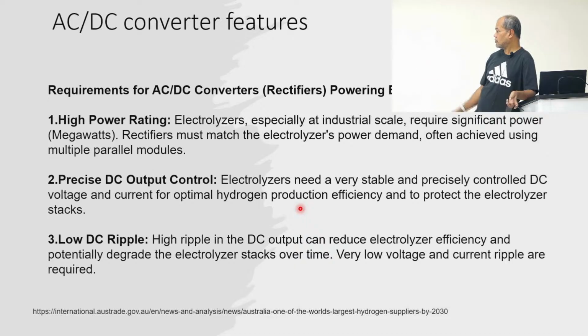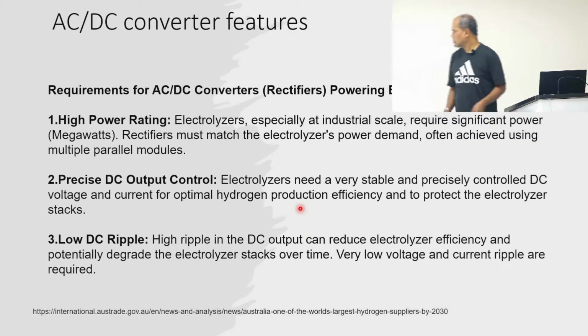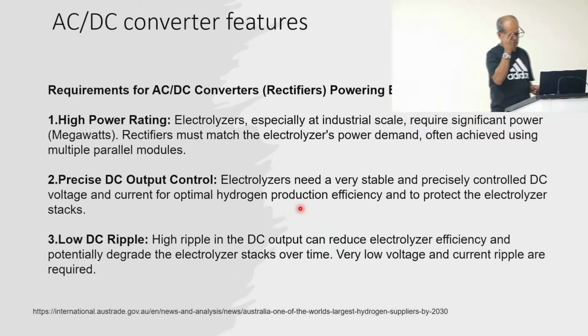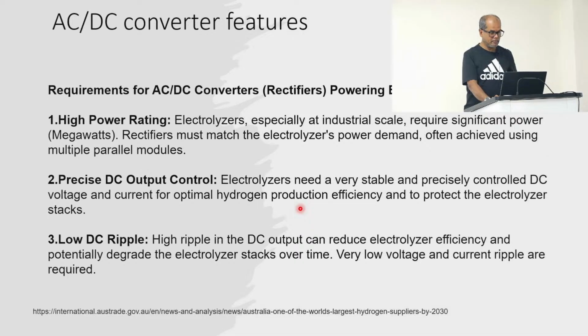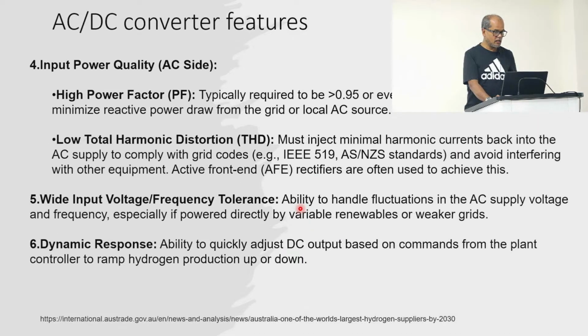For other applications it might be okay to have slightly more ripple, although we don't want it for any application, but particularly for the electrolyzer, we need DC with negligible ripple. And what happens when you have very low voltage and low current is that sometimes it produces even more ripple. So we also have to make sure of that when we use it, either in an experimental system or real cases.